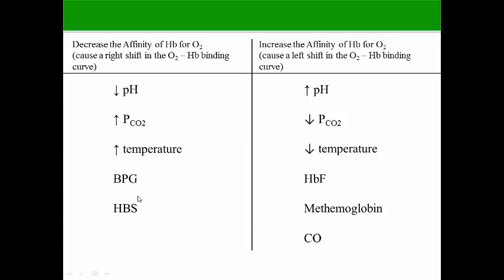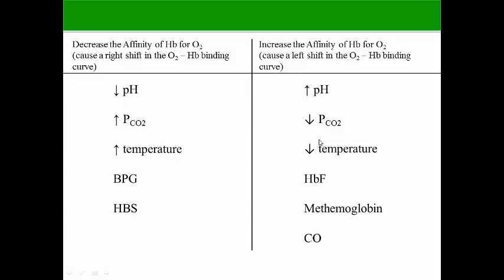Another factor which decreases the affinity of hemoglobin for oxygen is hemoglobin S. We'll talk about this in the subsequent slides. What are the factors which increase the affinity of hemoglobin for oxygen and thus decrease P50 and cause left shifting of the oxygen hemoglobin binding curve? An increase in the pH, a decrease in the partial pressure of carbon dioxide, a decrease in the temperature, and all these factors are present at the level of the lung.